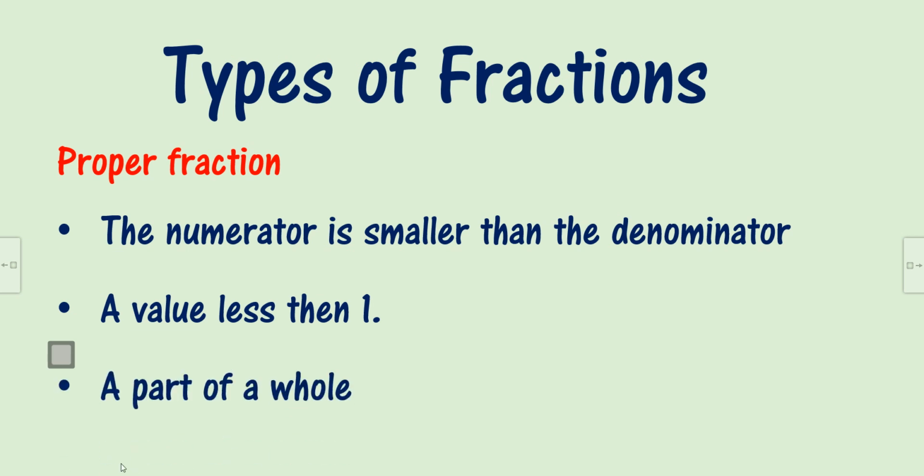Or it could be described as part of a whole. So we haven't got the whole thing, we've got part of the whole. And here are some examples of proper fractions. And you can see in all of those, the top is smaller than the bottom, which means that all of those values are less than 1, less than a whole.